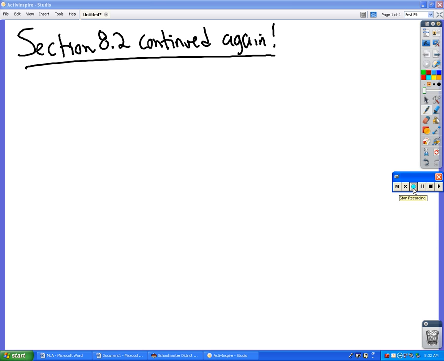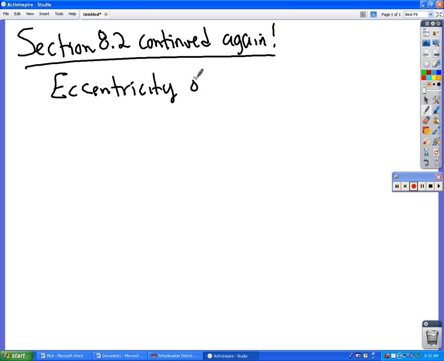Okay, so believe it or not, there's one more thing in this section that we have to discuss. And that is something called, this is a fun word, I should just make you guys try and pronounce it without saying it today. Eccentricity.